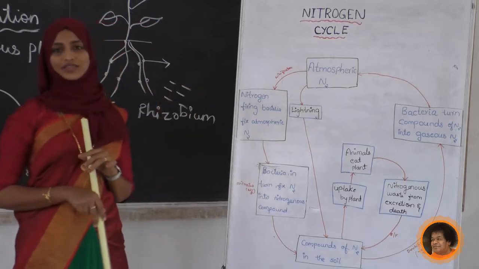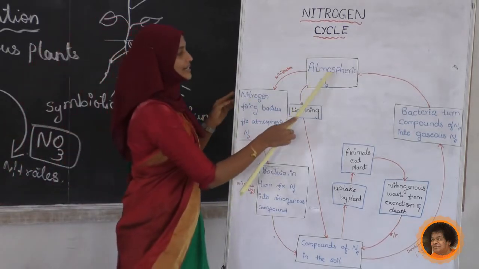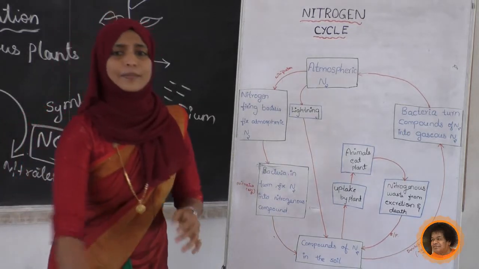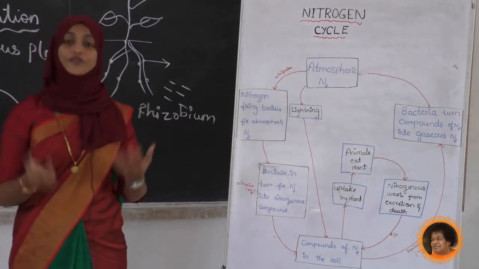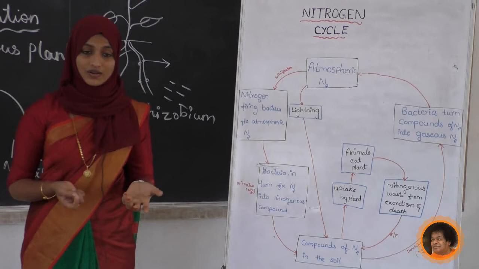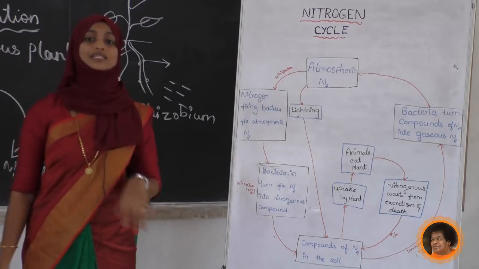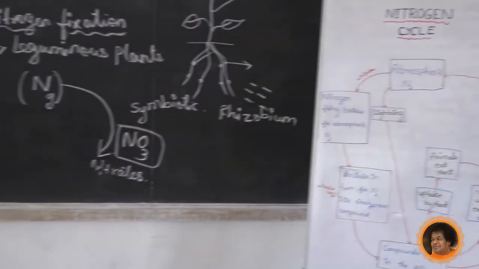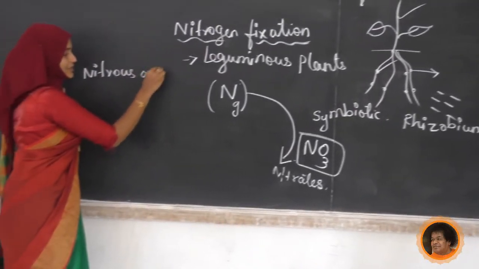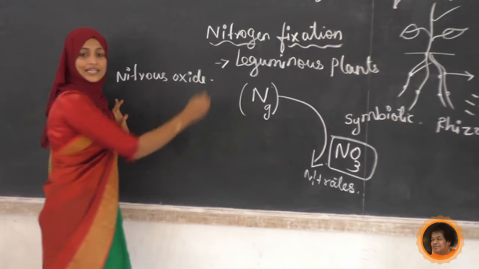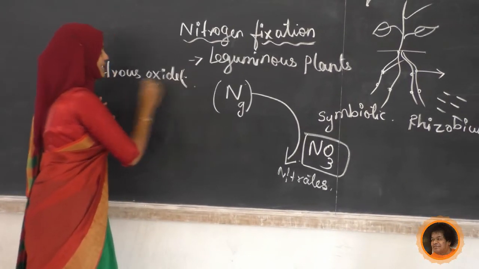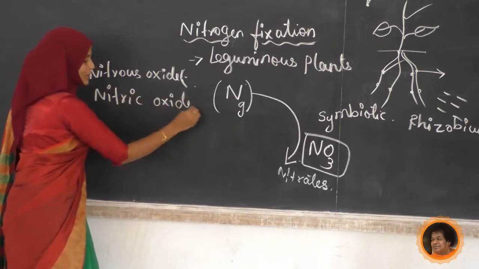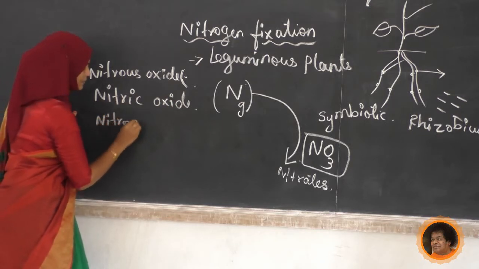Next we will see one more thing. Here nitrogen is present in the atmosphere. Due to the lightning, what will happen, you know? The nitrogen is converted into nitrous oxide, or nitric oxide, or nitrogen peroxide. Do you know the symbols of that? I will write, student. See, the first one is nitrous oxide. What is the symbol of this one? Write down nitrous oxide and nitric oxide, and one more is nitrogen peroxide.